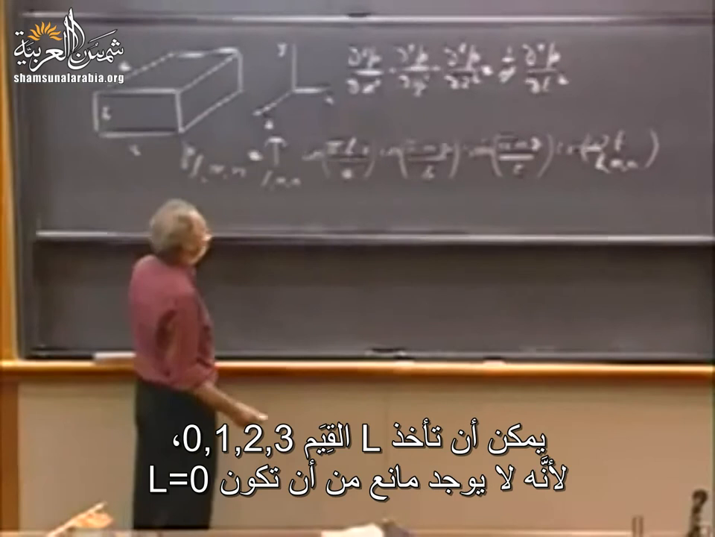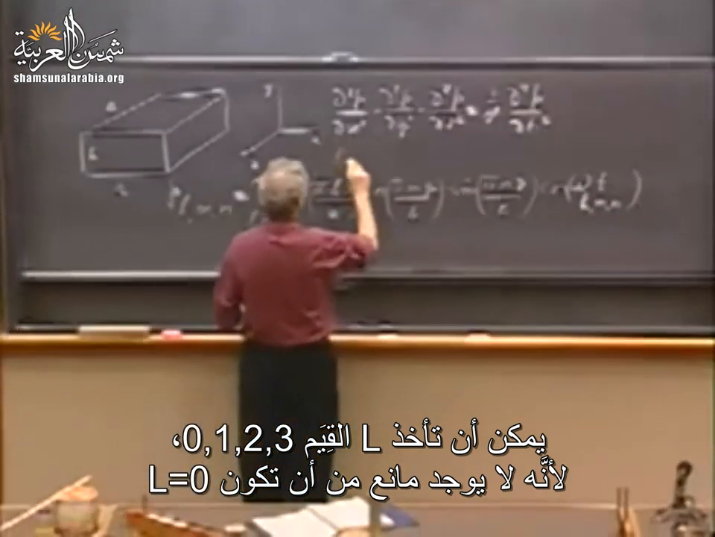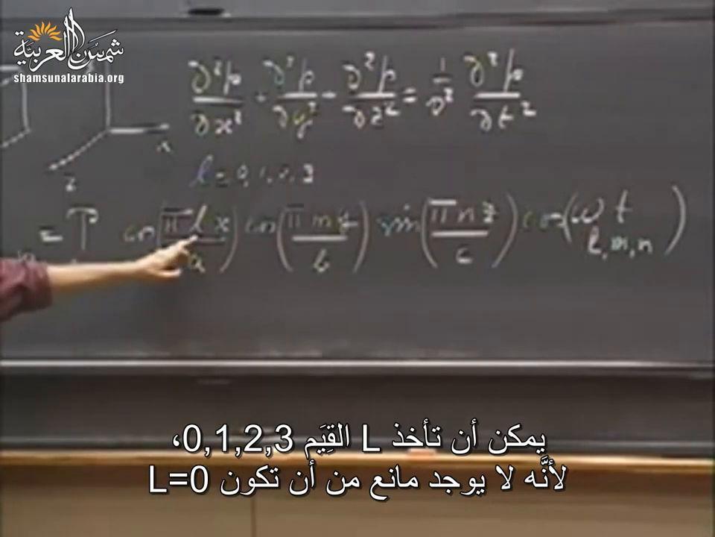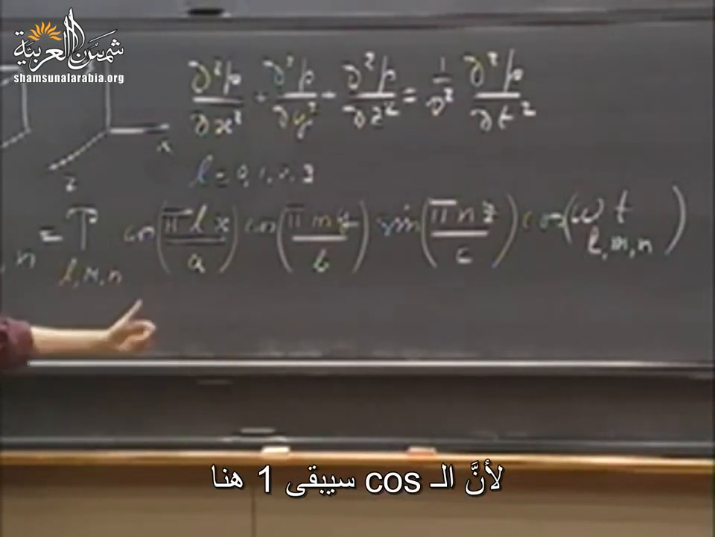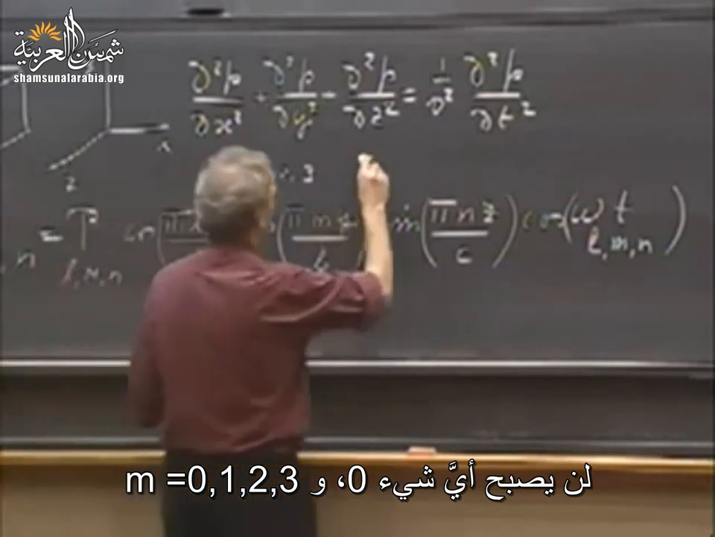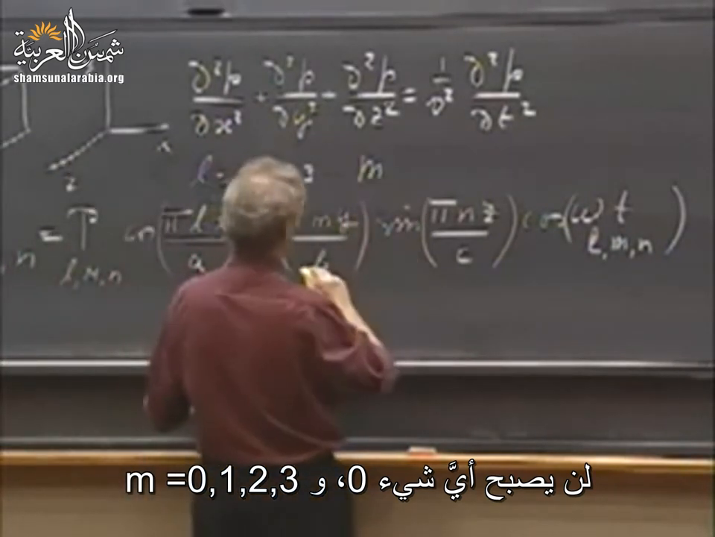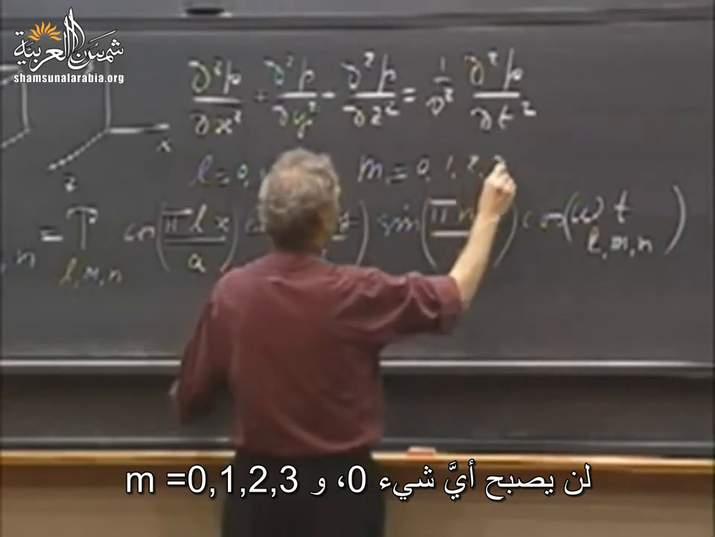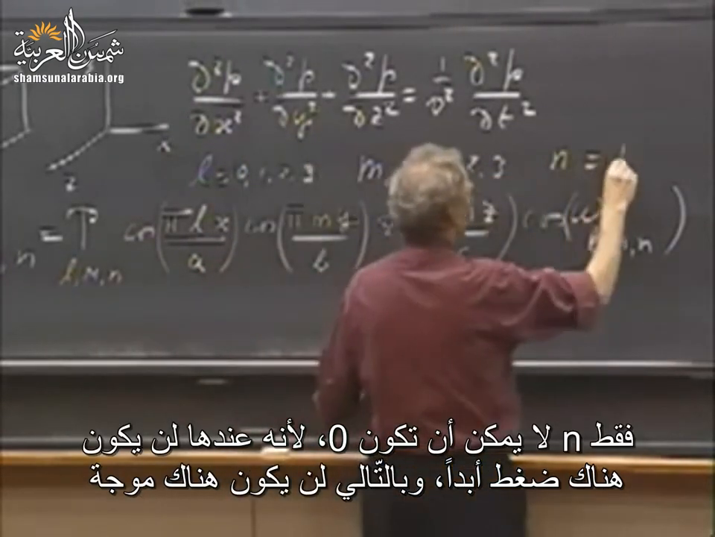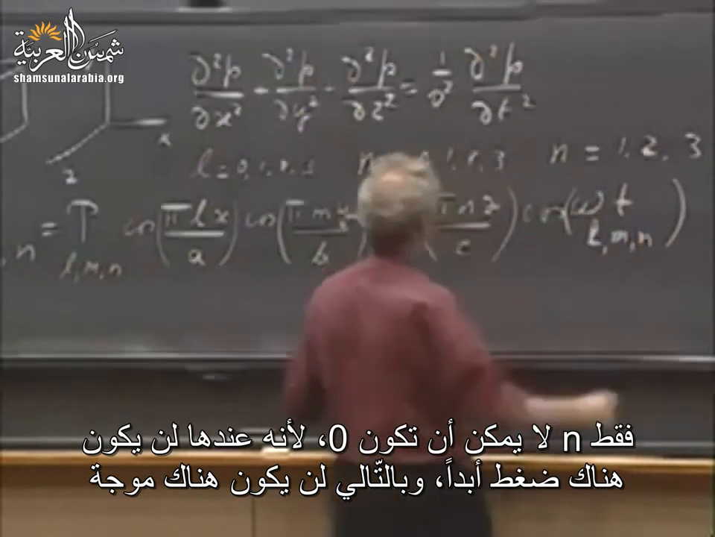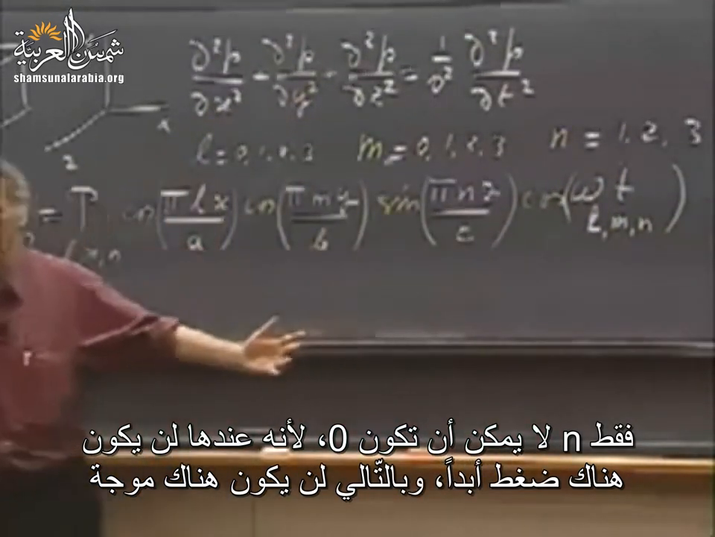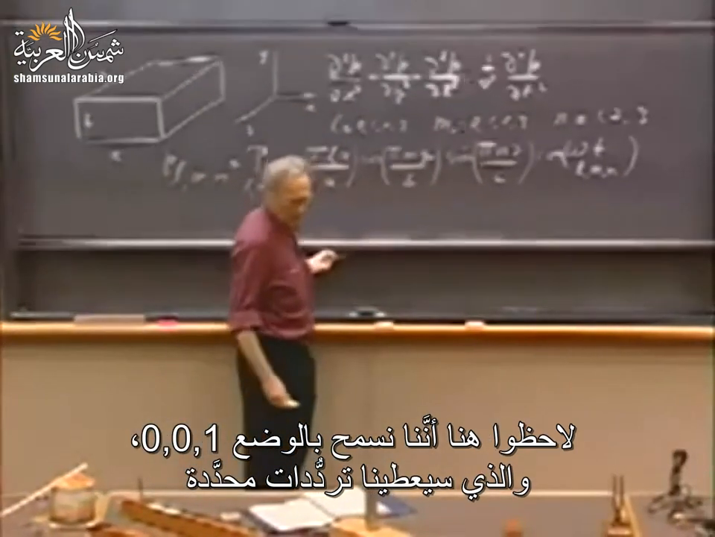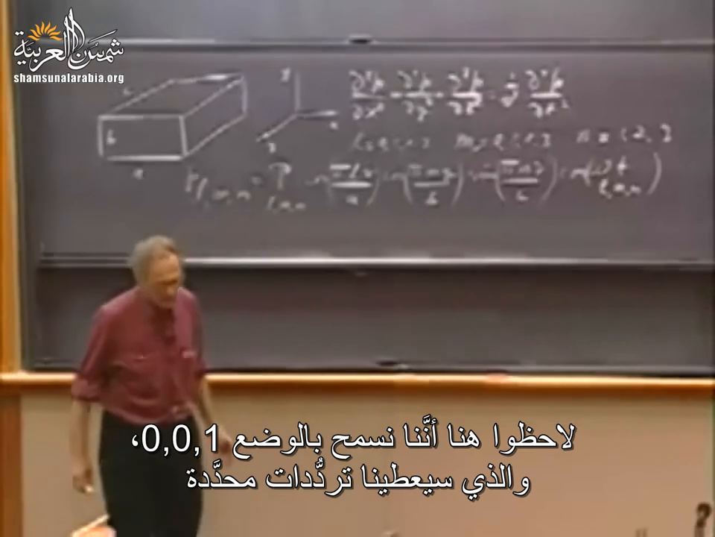But what is interesting now is that L can be 0, 1, 2, 3, because there's nothing wrong with making L 0. The cosine remains 1 then. Nothing goes to 0. And Mary can go 0, 1, 2, 3. It's only Nancy that cannot be 0, because if Nancy is 0, then there is no pressure anywhere. There is no wave. So you see here that you now allow for 0, 0, 1 modes, which will give you certain frequencies.